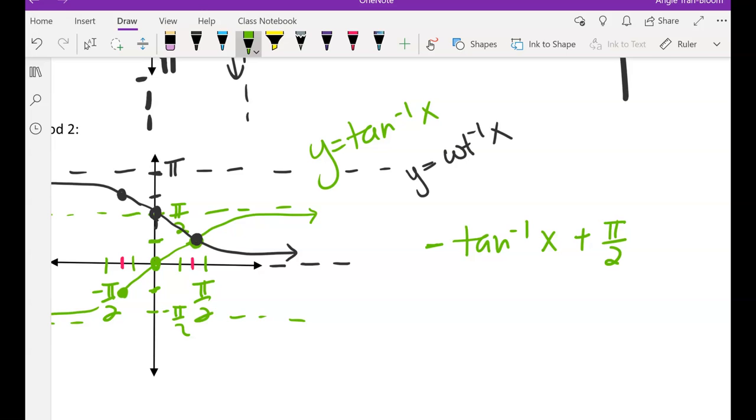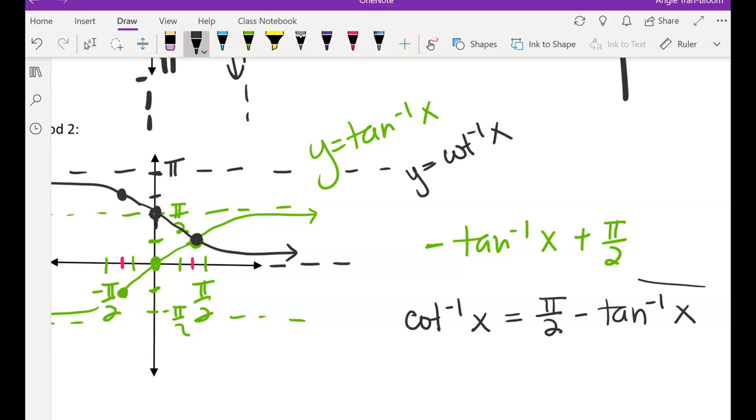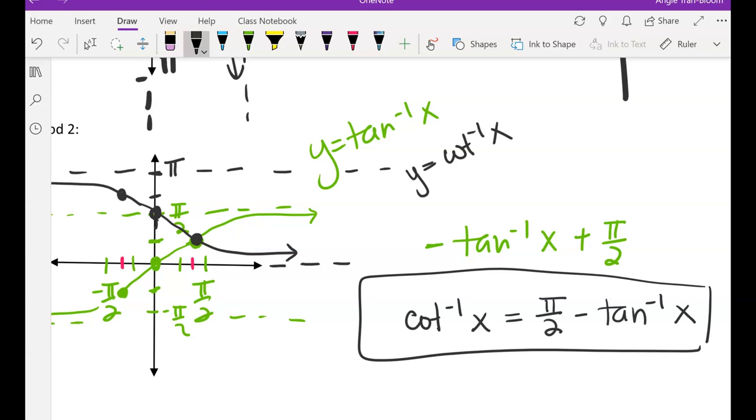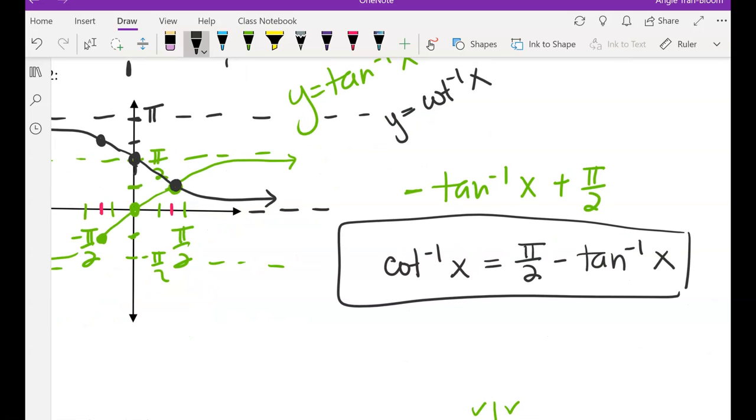From now on, if you do not want to worry about restrictions, class, you can find cotangent inverse using that. I'm going to put the pi over 2 in the front so you don't have to worry about the negative. You can take pi over 2 minus tangent inverse of the same value x, whatever x is. X can be a radian, x can be an angle. Do I need to flip my x when I'm using this formula? No, I'm not flipping the x at all.